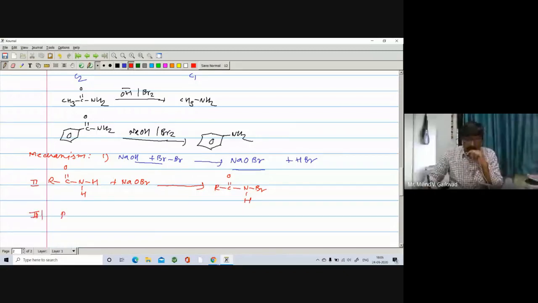Here, R, C double bond O, N and Br, and here is the H. Right? So this NaOH acts as a base. So the nitrogen is more electronegative. Also this nitrogen and Br are more electronegative. So this sigma bond will shift towards nitrogen and Br. So it makes it acidic. So what happens?